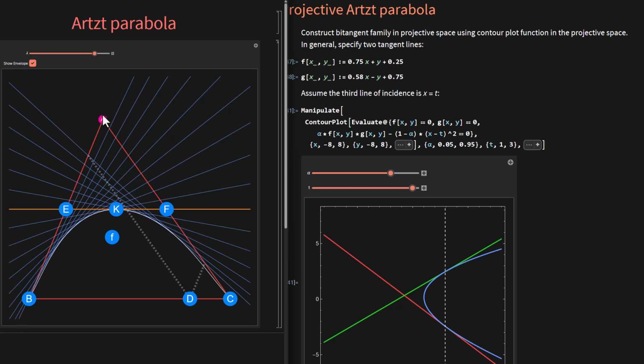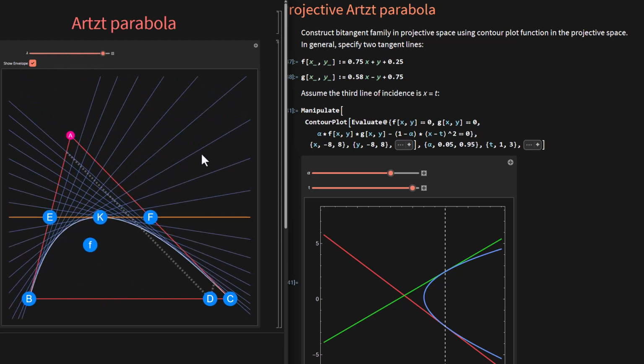If you play with the example, you can see this parabola is actually tangent to both AB and AC. And it's not only 2 tangent points, we also have a 3rd tangent point. This is exactly the medial line. You take a medial line, which means AE equals EB, AF equals FC, and K is exactly the midpoint of E and F. So this is actually tangent to 3 lines.